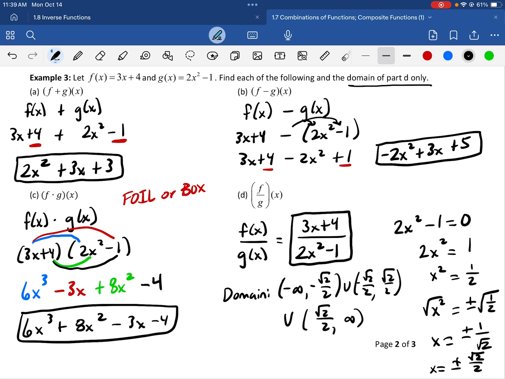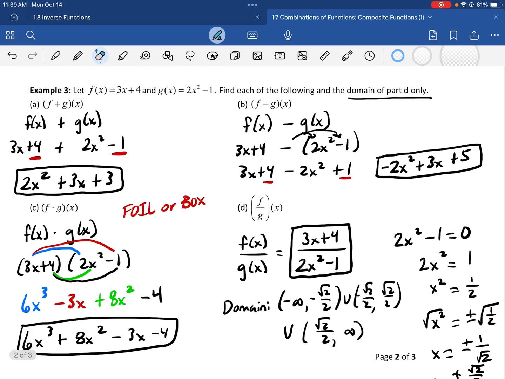All right, so anytime we have those rational functions, when you have a fraction like that, set those denominators equal to 0 and solve, and that's going to give you what you have to exclude from the domain of that function. All right, so you could also write that as x cannot be equal to plus or minus square root of 2 over 2.